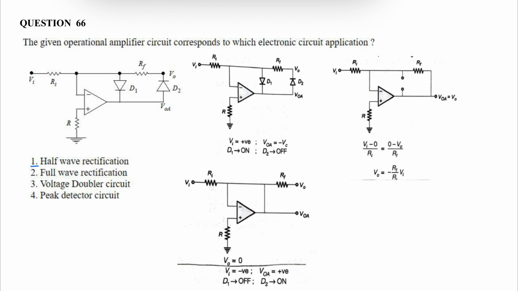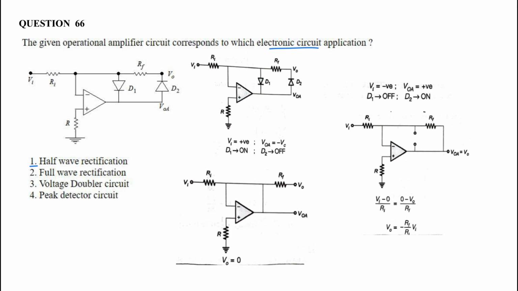Question number 66. The given operational amplifier circuit corresponds to which electronic circuit application? Half wave rectification. Let us see the operation of the circuit. If the input voltage Vi is positive, then the voltage at the output of the operational amplifier, VOA, is negative. So when this VOA is negative, the diode D1 will be on and D2 will be off.